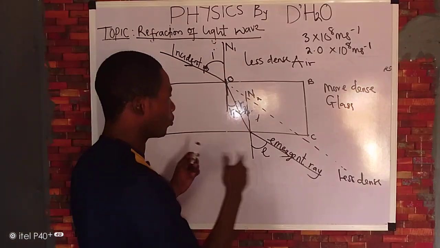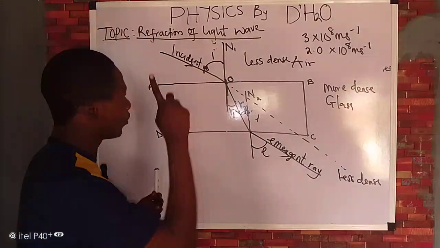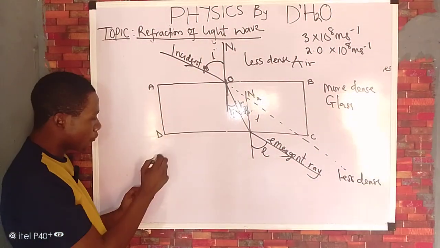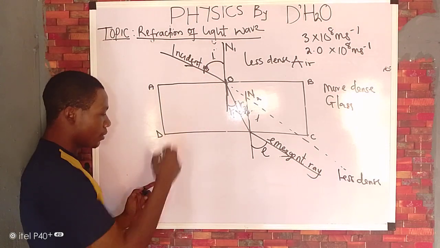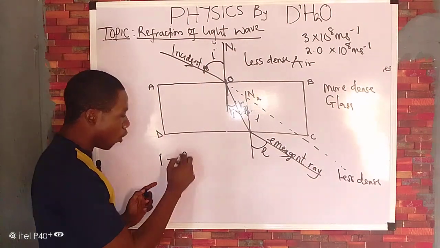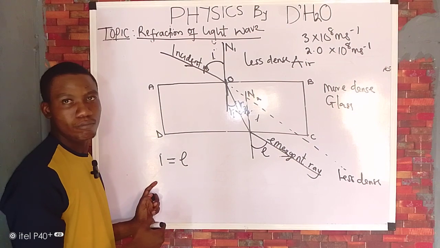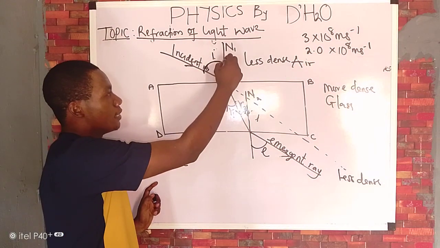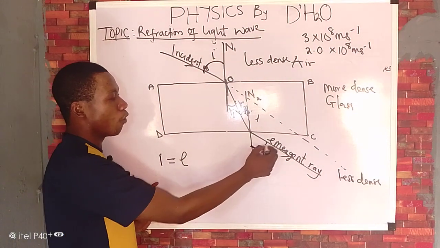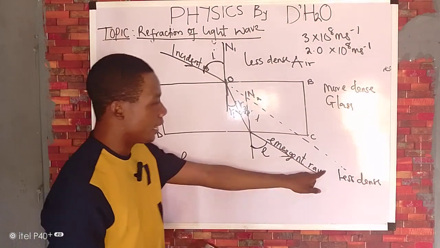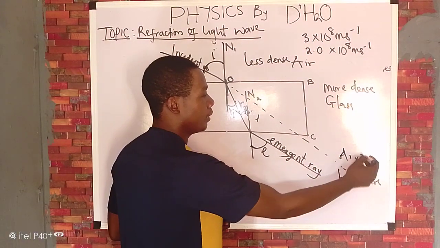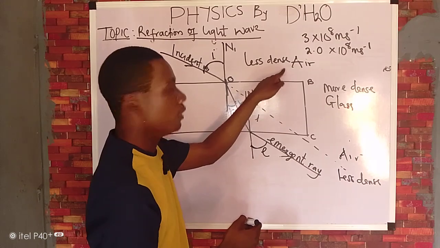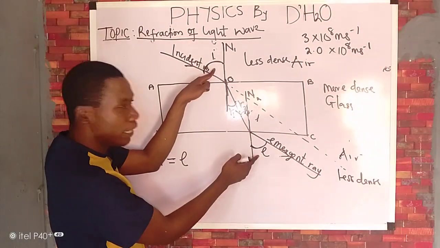Finally, before we come to the end of this video, I would like for you to know that your angle of incidence at this point is equal to your angle of emergence. Okay, your angle of incidence here is equal to your angle of emergence. That is to say, this is air. Don't forget, this is air and this is also air. So the angle here and the angle here are what?